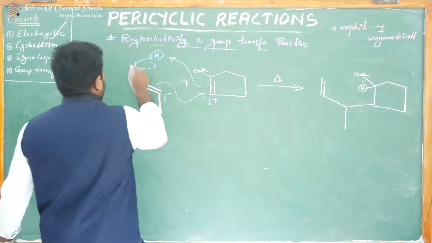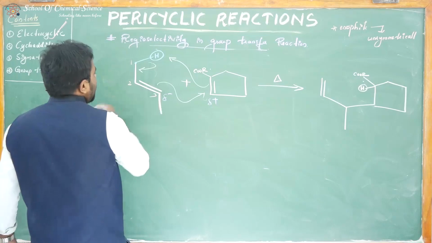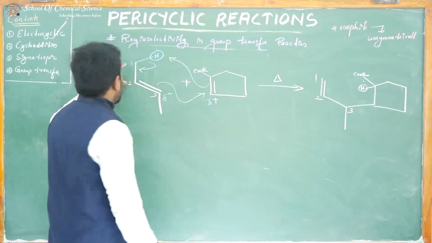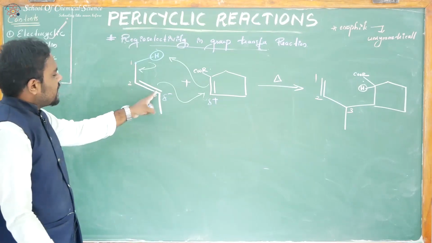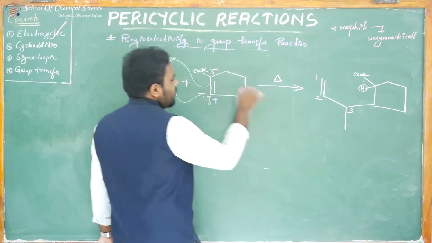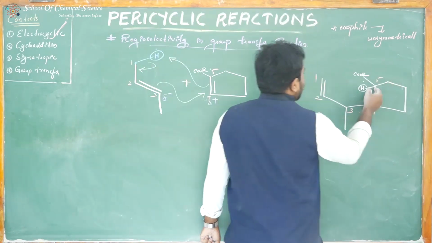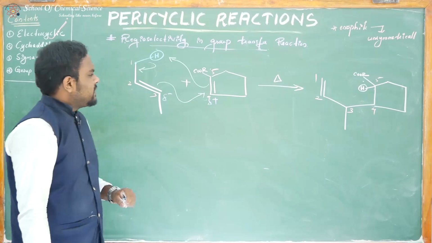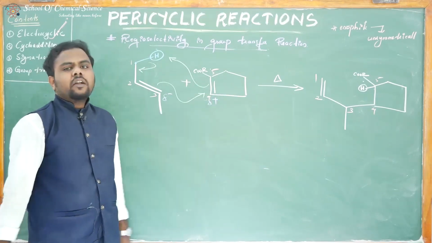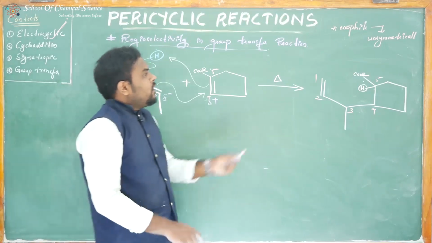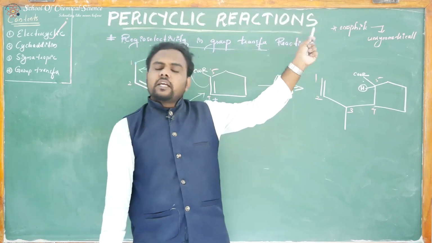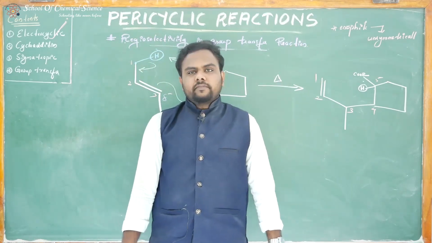Give a number, then you get an idea. This is 1, 2, 3. Between 1 and 2, a pi bond is formed. At carbon number 3, a methyl group is there. 3 is connected to 4 and 5. At carbon number 5, a COR is present. The hydrogen at the first carbon is transferred to the fifth carbon. So that will be your product. Whenever your enophile is an unsymmetrical enophile, definitely regioselectivity will be there.